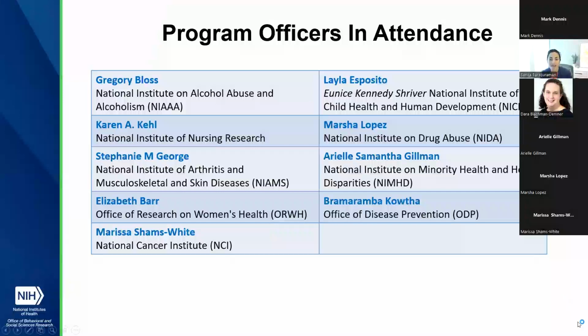We're also joined by a number of program officers who are in attendance. The individuals listed on this slide are the main points of contact for those institutes that are officially participating in this funding opportunity announcement.